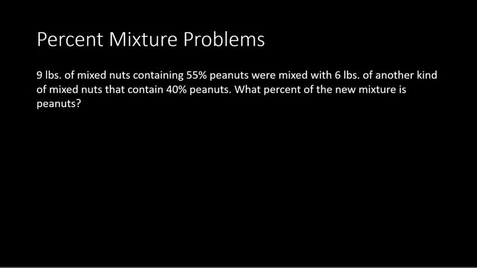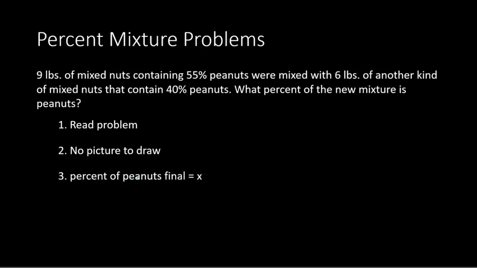So step one, as always, is read the problem and then draw a picture if necessary, which here there's no picture to draw, and then establish what your variable is. The variable here, what we're trying to find, is what percent of the new mixture is peanuts. So your variable x will be the percent of peanuts in the final mixture. And now that we have the variable established, we can draw some other conclusions from the information given, and then after that, we can create an equation with which we can solve.